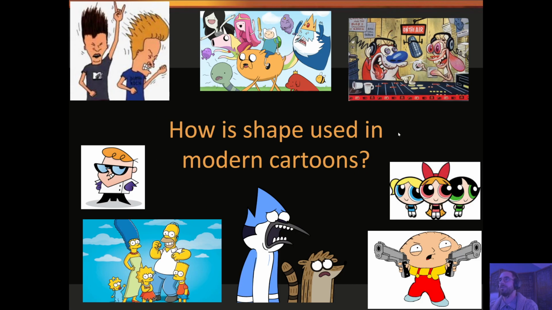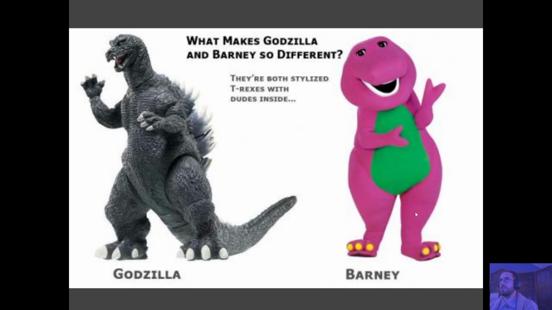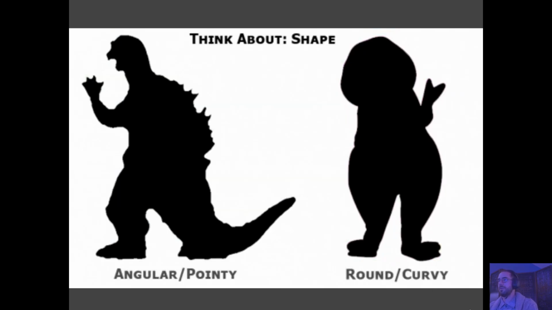How is shape used in modern cartoons? Well, in modern or contemporary cartoons, or even cartoons from 2000, the 80s or 90s, right here, Beavis and Butthead, we have a lot to peruse through. So what makes Godzilla and Barney so different? They're both stylized T-Rexes with dudes inside. Godzilla, obviously the grimacing one, right? Barney, the happy-go-lucky one. And think about shape. Round and curvy, angular and or pointy.